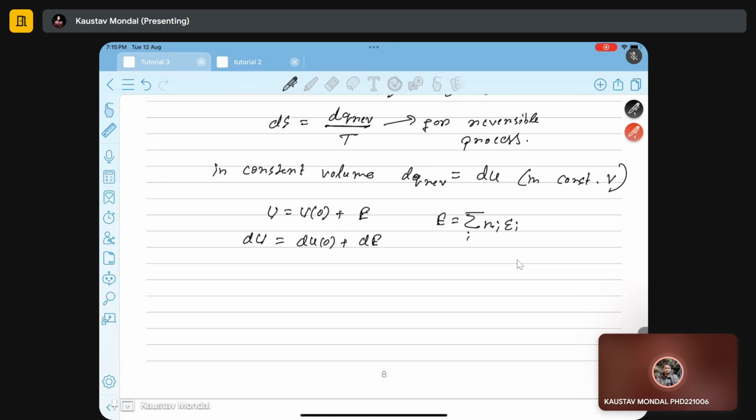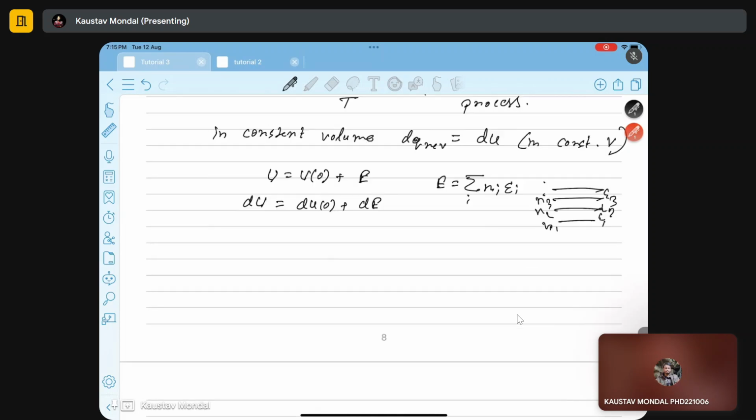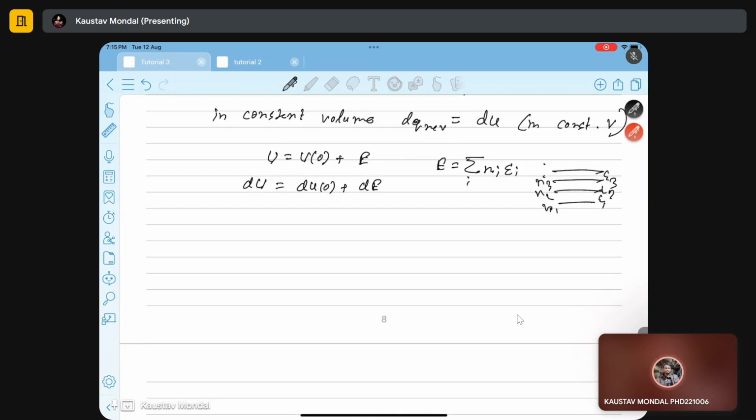That we have done, right? If the energy levels are epsilon 1, 2, 3, each energy level we have particles N1, N2, N3 like this. Epsilon 1, epsilon 2, epsilon 3 are the energy levels. Then the total energy of the system will be the summation over Ni into epsilon i, right? This thing we already learned, right? So now dE you can write like this. dU0 is a constant value, so it simply becomes 0. So dE simply becomes the summation of Ni into d epsilon i plus the summation of epsilon i into dNi.